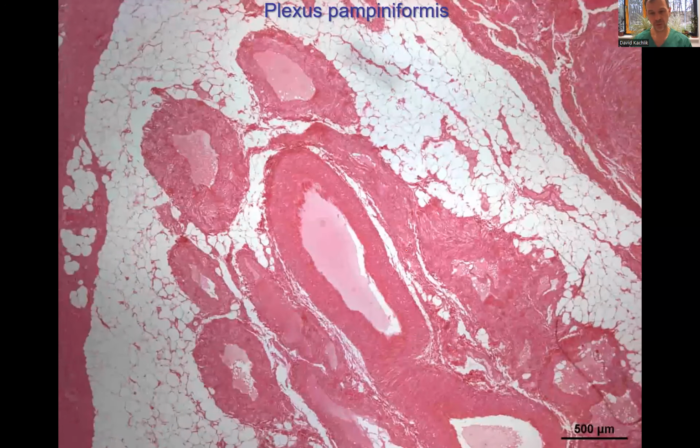So when we come closer to pampiniform plexus, we can see it here, surrounded by a bit of adipose tissue. Don't forget that this adipose tissue is not under the skin, but can be inside the spermatic cord itself.